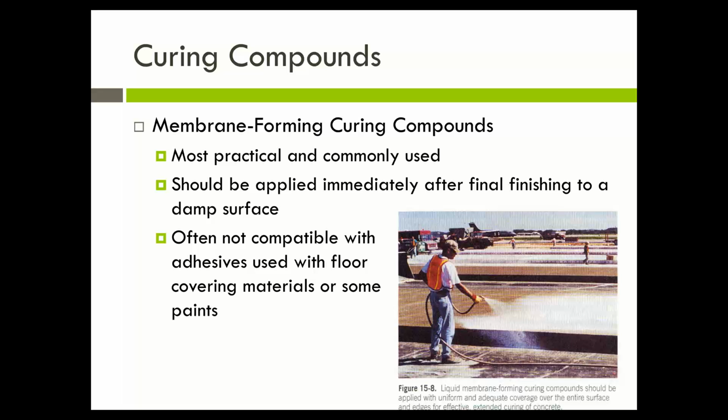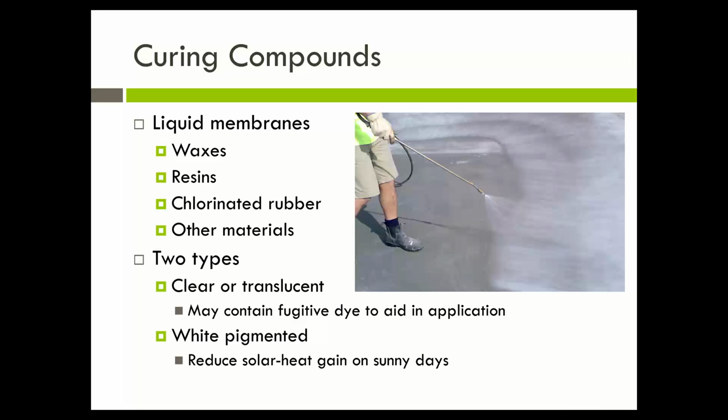And then we have membrane forming curing compounds. You can see here we have a piece of runway that is being cured, and we're spraying on a white paint basically. It's going onto the damp surface, and that will hold water in and prevent evaporation. They come in several flavors. It could be waxes or resins, and waxes and resins are called dissipating cures. Exposed to ultraviolet light, they will fall apart. Or it could be chlorinated rubber. Chlorinated rubber really forms a very nice membrane, but it's pretty tough to get off.